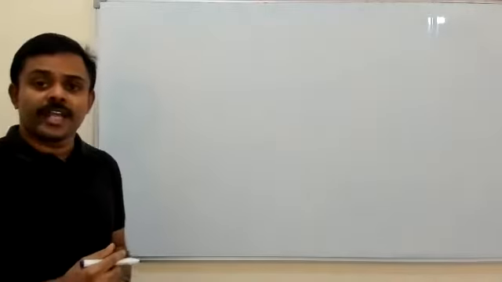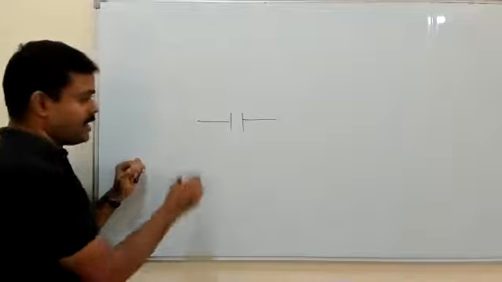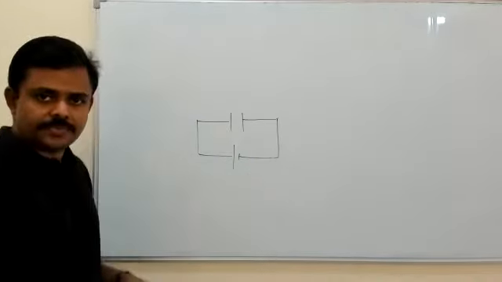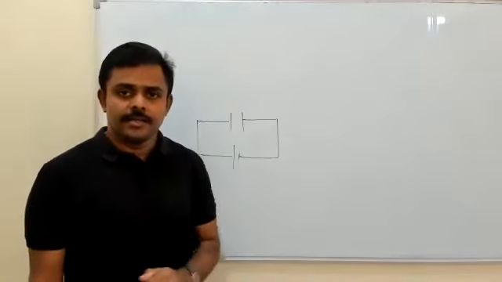So we have an equation for energy. How do you find the equation for energy? This derivation is very, very important. I'll do this. We have a capacitor connected to a cell like this. Now what happens when you connect the capacitor to the cell?